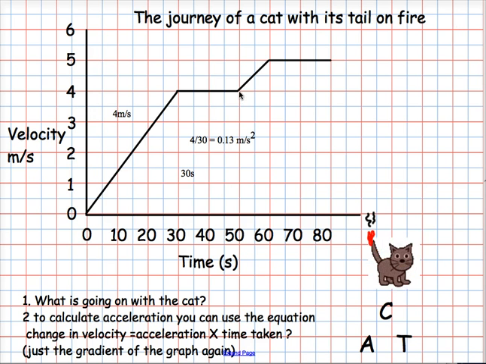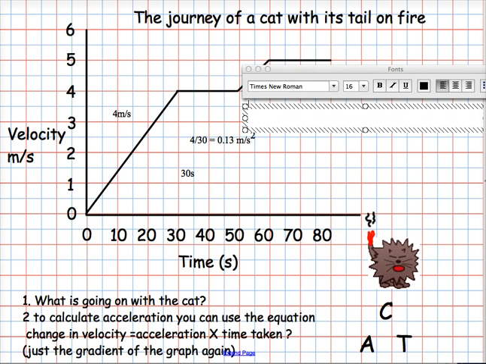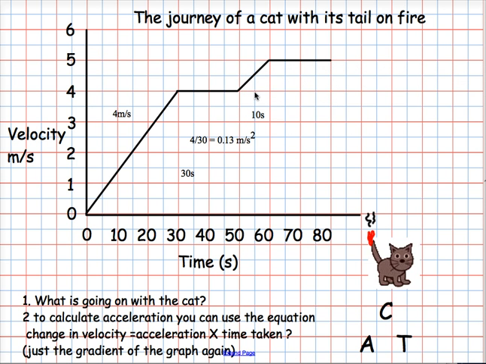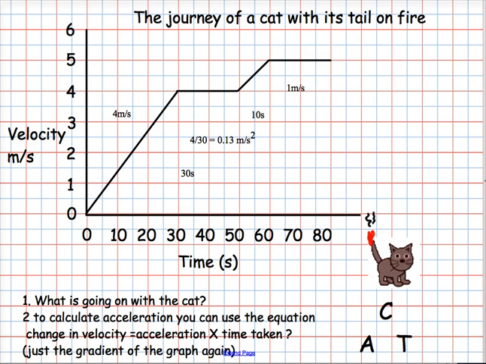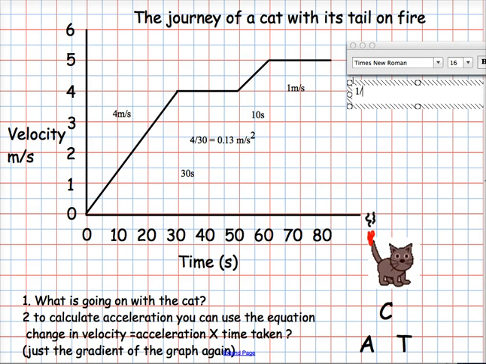Bit more tricky here. So what's its time taken? Well, it's 10 seconds, because it's just this little bit. And here, it's gone from 4 to 5. That's 1 metre per second. So its change is 1 divided by 10. Now, shove it in a calculator. I'm not joking. 1 divided by 10 equals 0.1 metres per second squared. That's higher tier. There you go. Done.